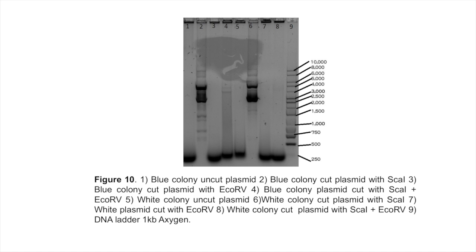For the sixth well, we have a white colony cut plasmid with SCA1. For the seventh well, we have a white plasmid cut with EcoRV. And for the eighth well, we have a white colony cut plasmid with SCA1 plus EcoRV. And last but not least, we have DNA ladder 1 kilobase as a DNA ladder.